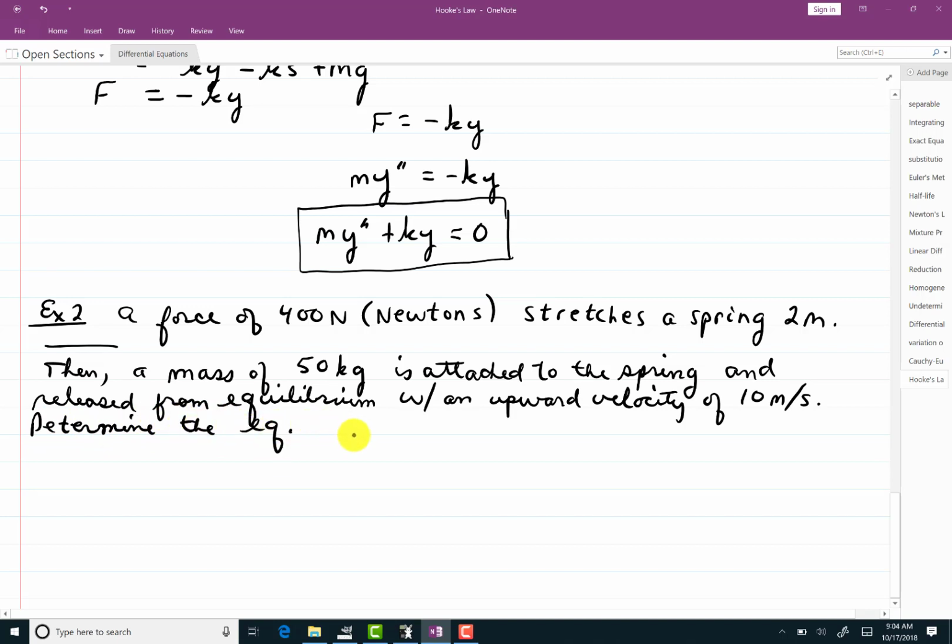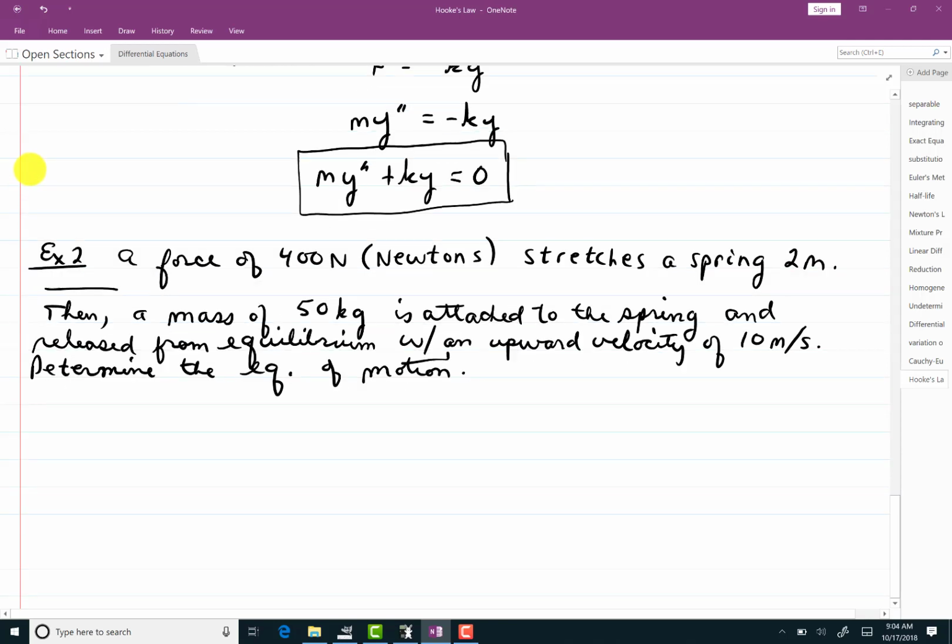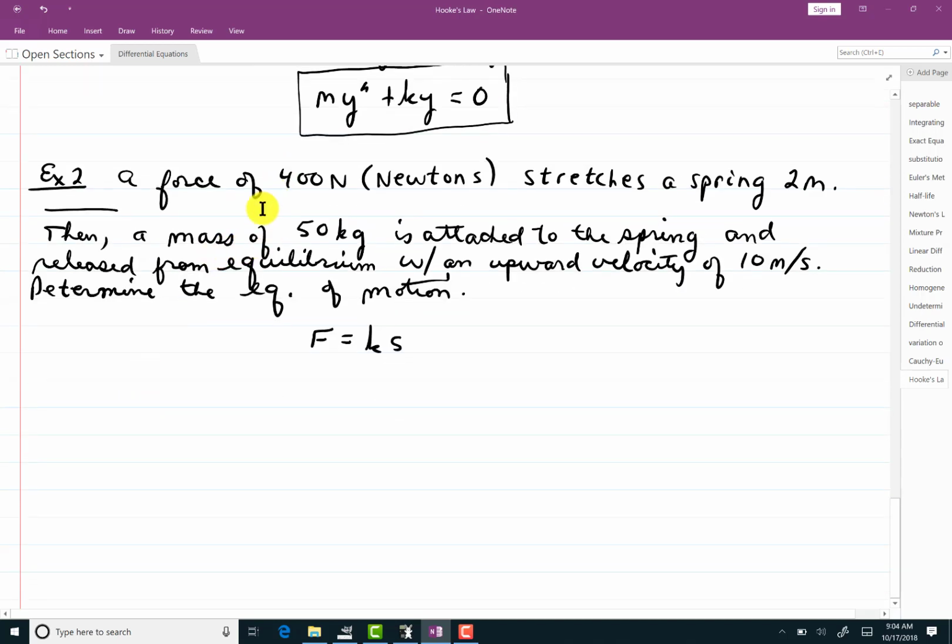So determine the equation of motion for something like that. Well, the first thing we want to do is figure out k. So I'll use this first part. I know that from force equals k times s, the 400 newtons stretches the spring 2 meters. So this tells me that k equals 200. And if you want units for this, newtons per meter.